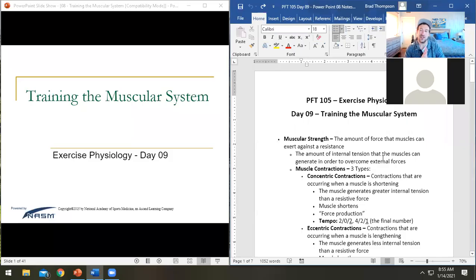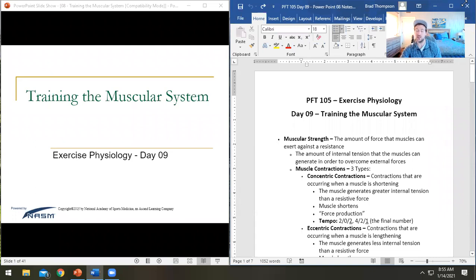Okay, so we are looking at day 9 here. We're looking at training our muscular system today. So we're going to talk a lot about the different parts that go into what we consider when we are putting together muscular exercise, right?